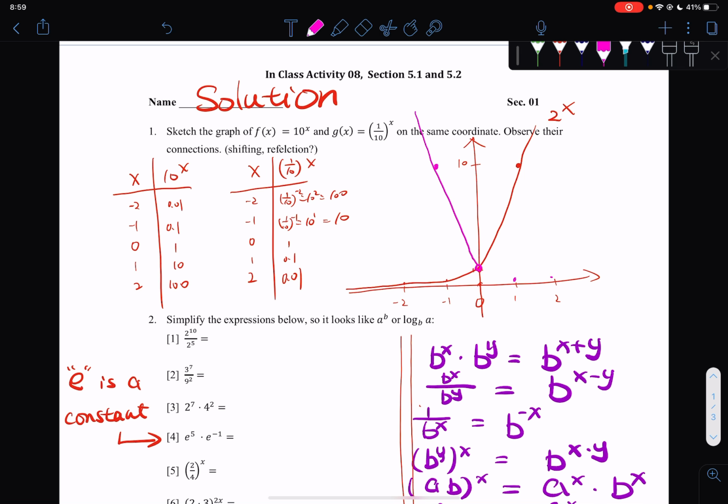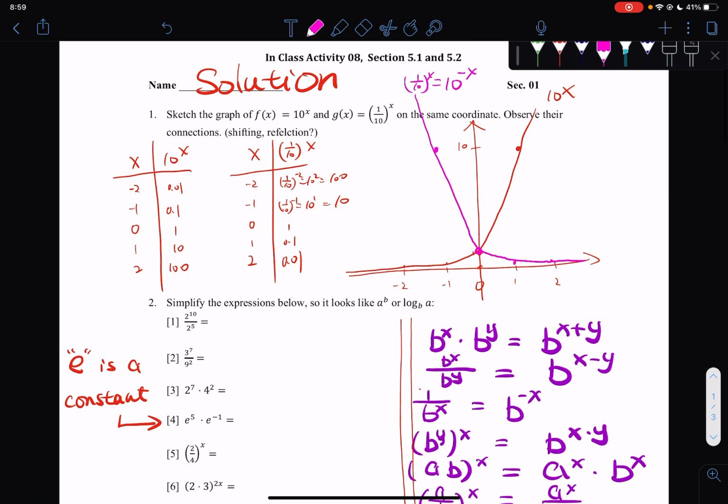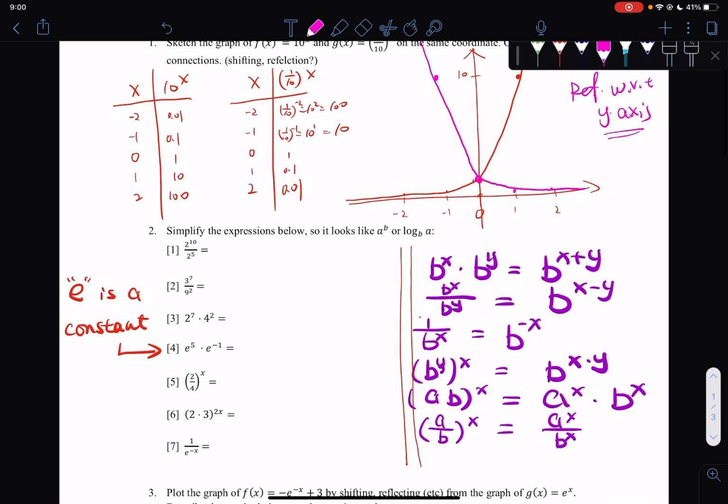As you can tell, there's a perfect symmetry between those two graphs. My bad, it was 10 to the x. And this was 1 over 10 to the x. As a matter of fact, it's 10 to the negative x. So they are symmetric with respect to the y-axis. It's a reflection with respect to the y-axis. So that's the connection between the graph 10 to the x and 10 to the negative x.